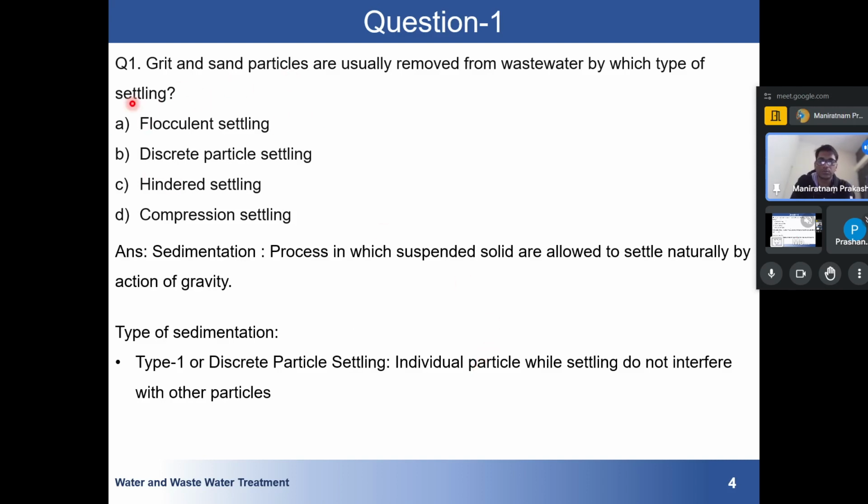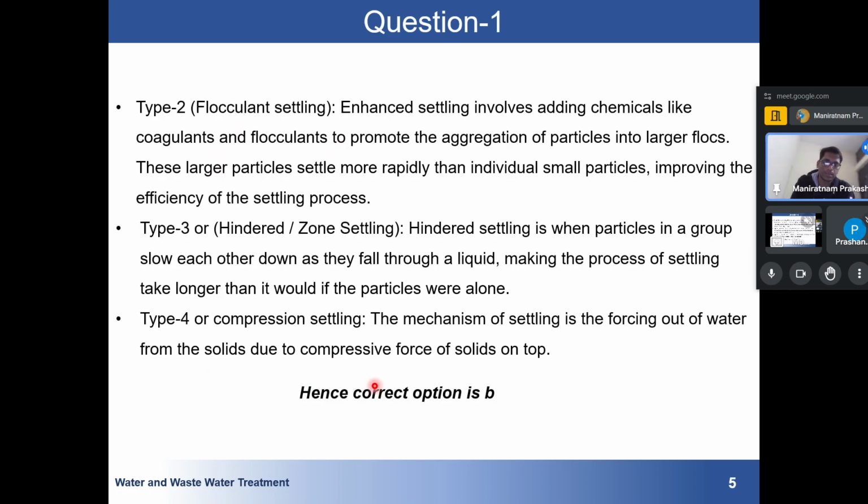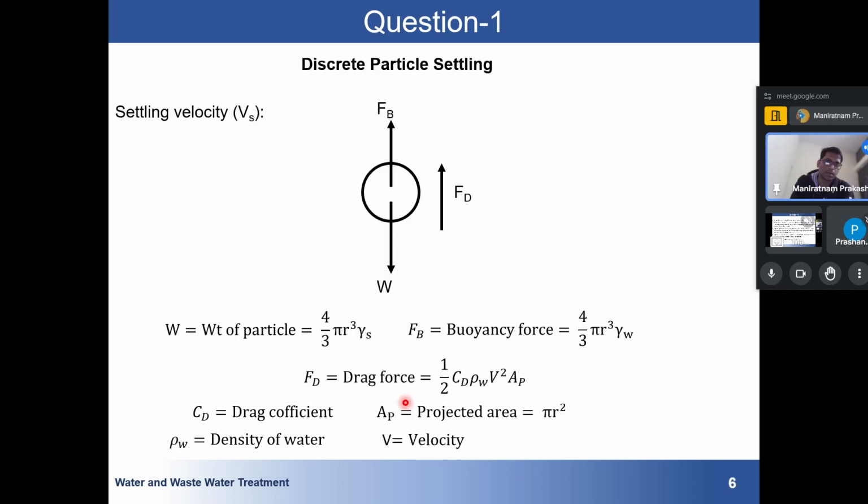Coming to our question: the grit sand particles are usually removed from wastewater by which type of settling? The answer is clear, that is discrete particle settling. Okay, so that was the discussion. My final answer is option B.